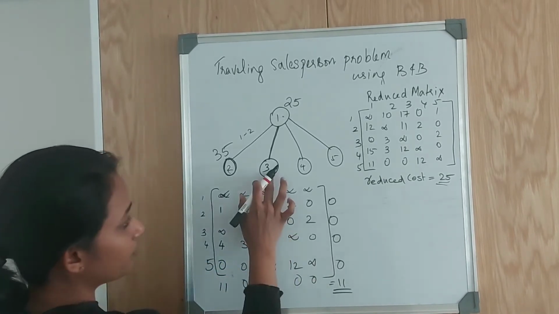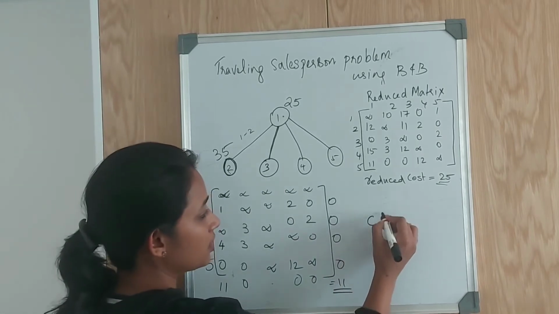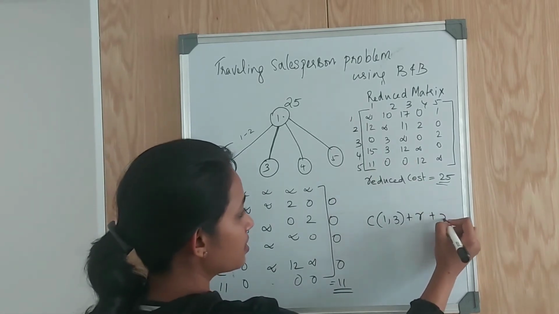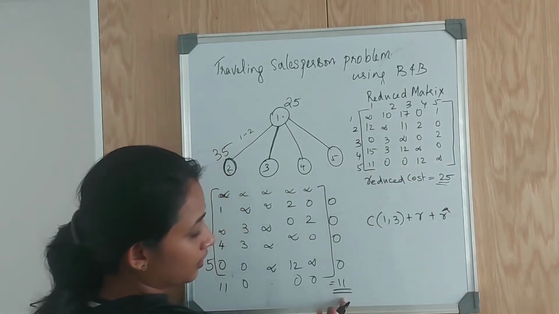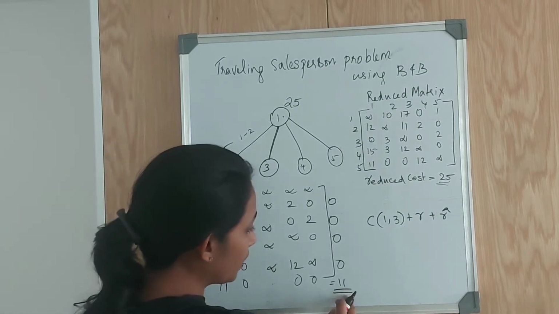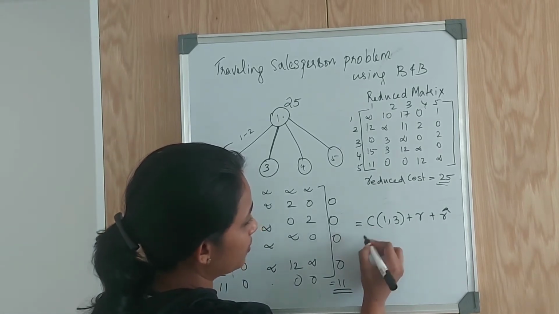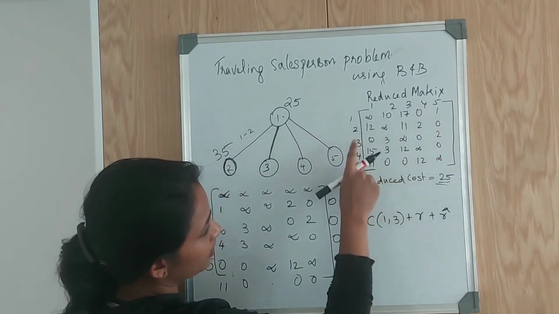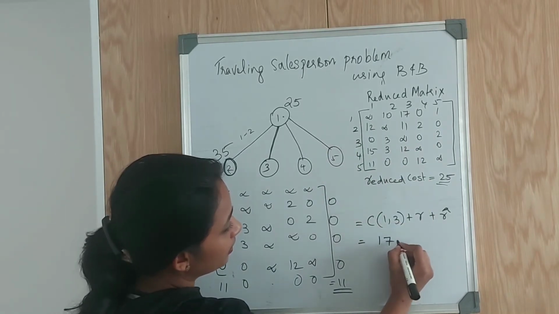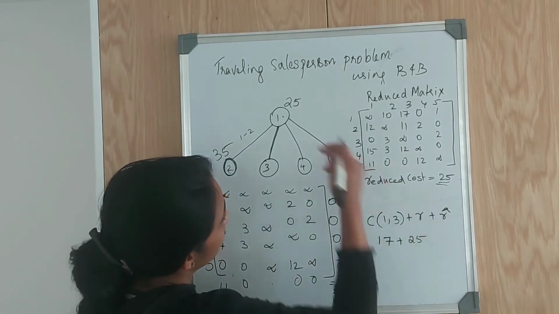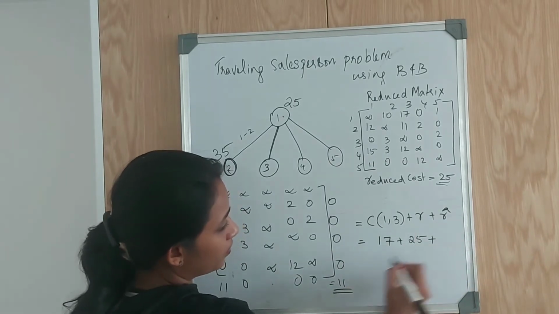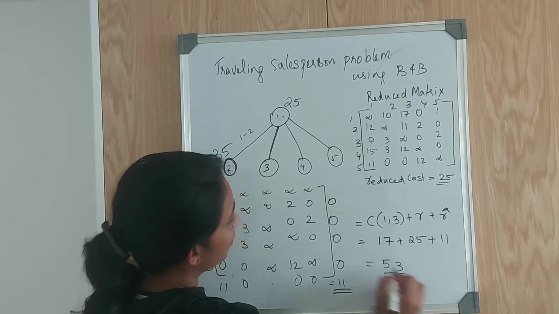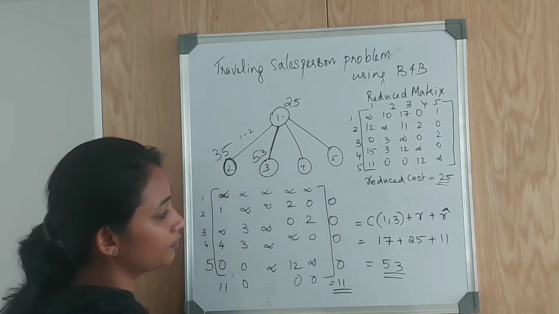Now there's one more step to find the cost of 3. What is the equation? C of 1, 3 plus parent node's cost plus the cost of this matrix. So what is cost of 1 to 3? Cost of 1 to 3 should be referred from the main reduced matrix. So 1 to 3 is 17 plus previous node value is 25, and now you got 11. So it will be 53. So the cost of node 3 is 53.